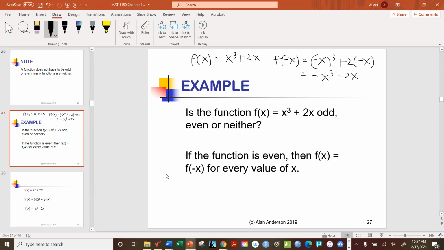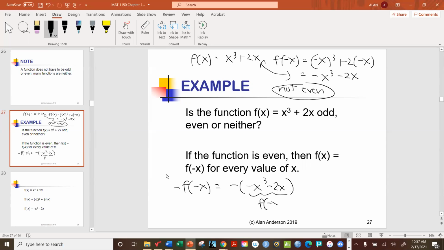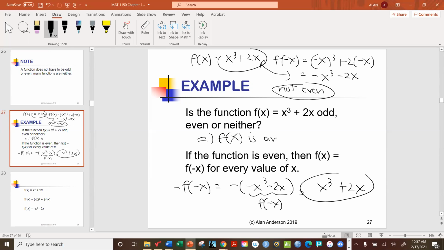So what is our conclusion here? Not even. Because these are not the same thing, are they? No. But it might be odd. Let's see what that would be. Negative f of negative x would be the negative of what we found here, because this piece by itself is f of negative x. And so you've got x cubed plus 2x. Oh my God, they're the same. So this tells me that this function is odd, or is an odd function.